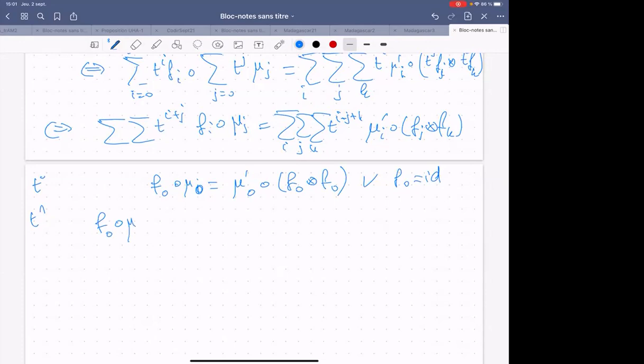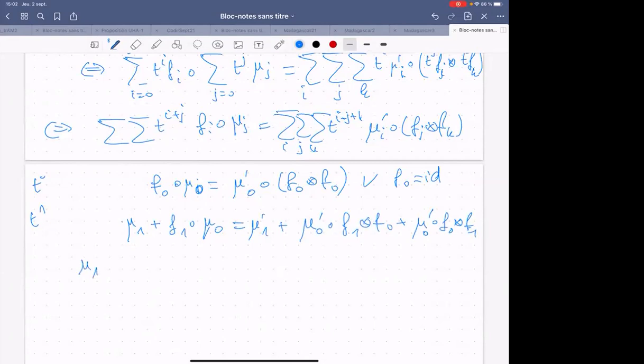Composed with mu, the sum should be 1. Then this is mu1 plus F1 composed with mu0. Okay. And here we have three terms. Mu1 composed with F0, F0 is the identity. In fact, I can remove this F0 because this is the identity. Then mu0 composed with F0 tensor F0, plus mu'0 composed with F1 tensor F0 plus mu'0 composed with F0 tensor F1. And here we have a relationship between the mu1s.